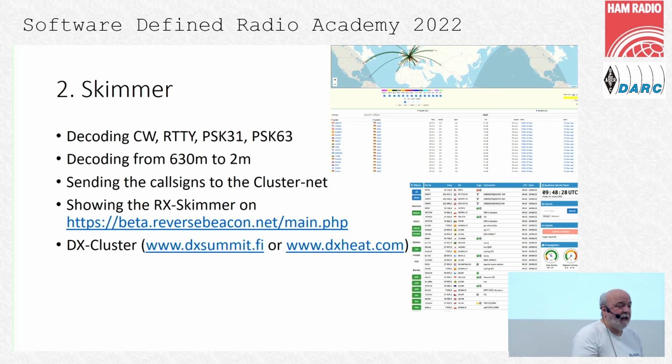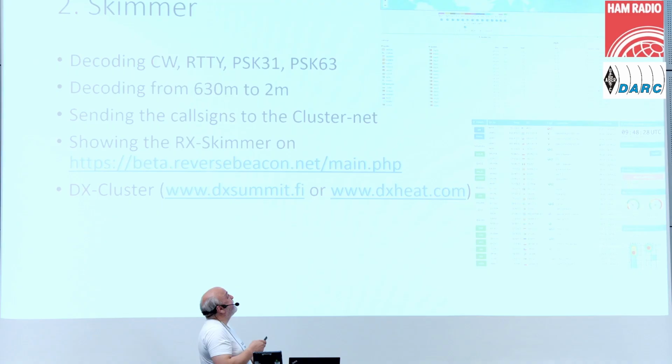Then a second idea, this is a skimmer. What is a skimmer? A skimmer is decoding CW, RTTY, PSK31 and PSK63, all over the whole amateur bands from the long wave to 2 meter, and the decoded call signs are sent to the cluster net. You can see this by using the link here.